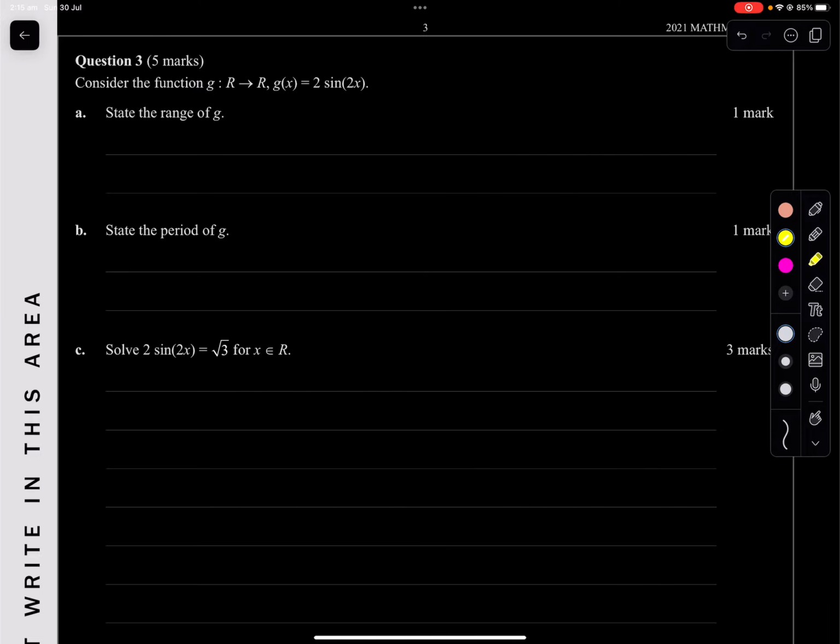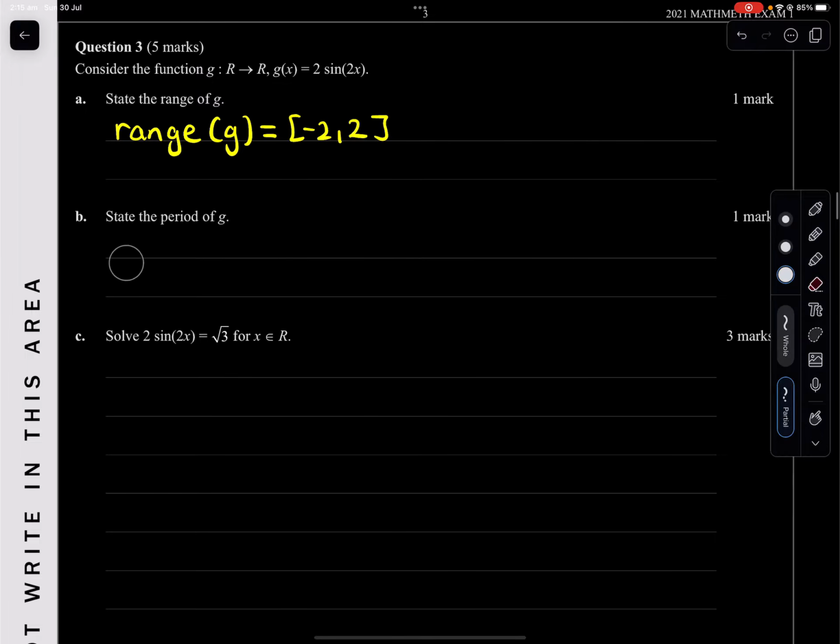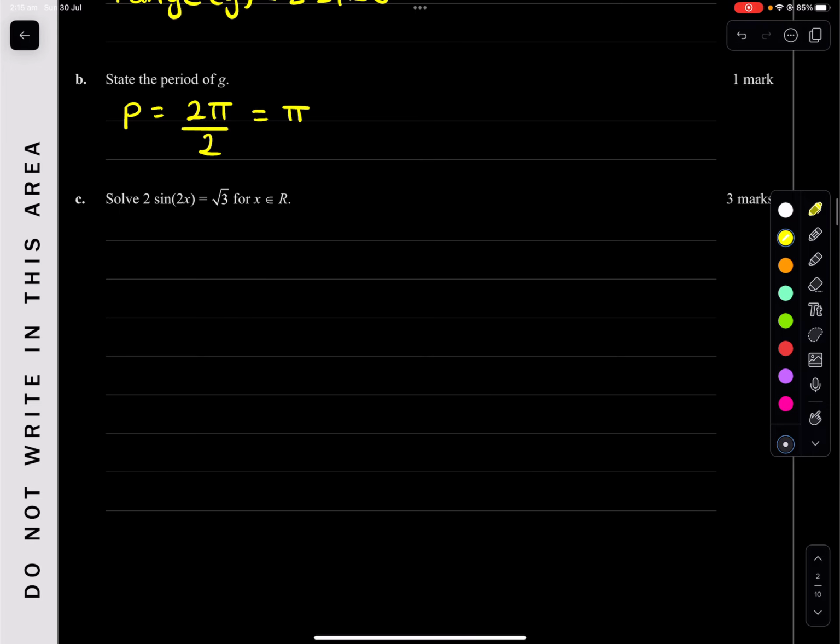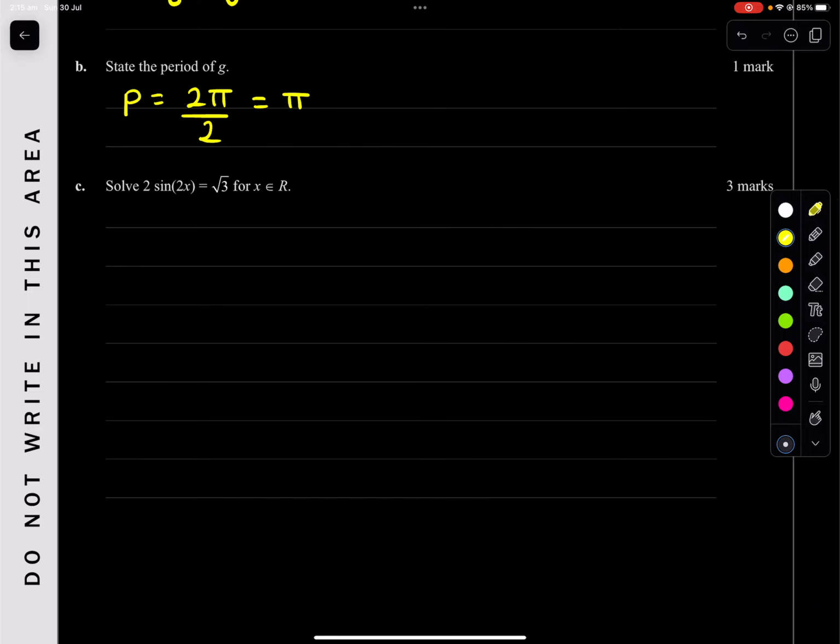Consider the function g, where g(x) is 2 sine 2x. State the range. So the range of g is equal to negative 2 to 2. Period of g: period is 2 pi over n, which is 2 pi over 2, which is equal to pi. Solve 2 sine 2x equals root 3 for x an element of all reals.